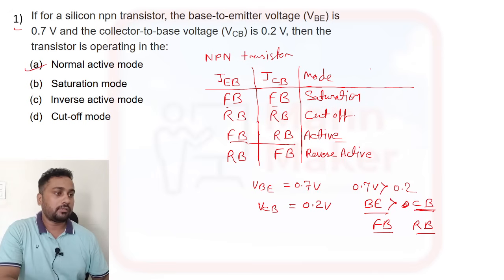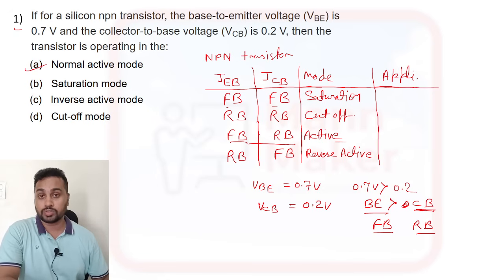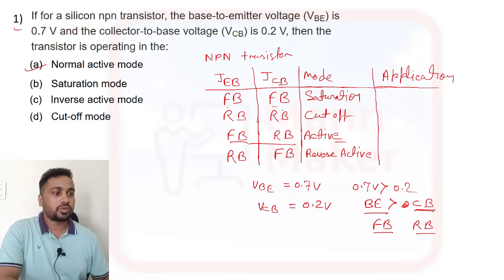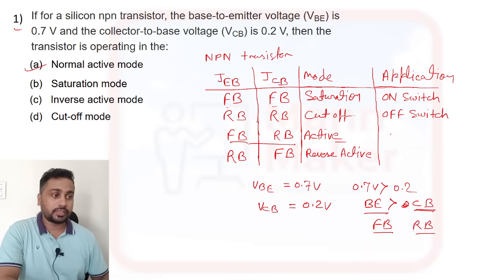Sometimes in the exam they will also ask about applications, like if a transistor is working in saturation mode, then which application does it have? So you have to remember the applications also. When the transistor is operating in saturation mode, it will work as an ON switch. When it is in cut off region, it will work as an OFF switch. When it is in active region, it will work as an amplifier.